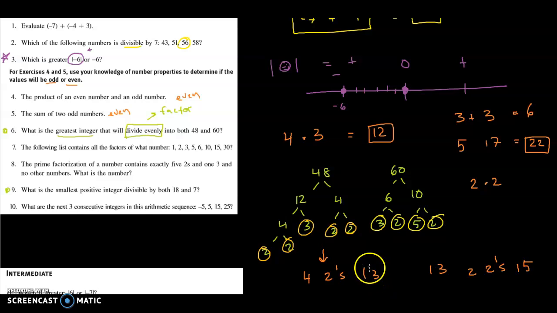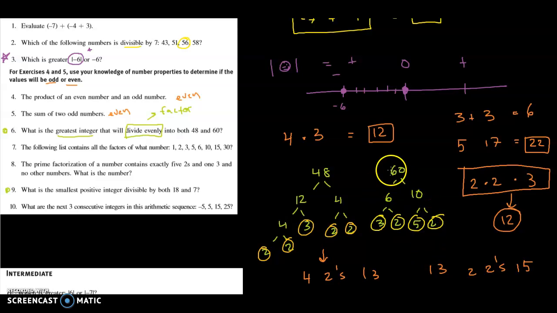You see that? And then this one's got one 3, and that one's also got one 3, so we have that in common. This one's got a 5, which is not shared here, so we have to leave that out. So the biggest set of factors that they have in common would be a 2, another 2, and a 3, which, when you multiply that all out, is 12. That's the largest number that would be able to divide 60 and 48. Hopefully that made sense.